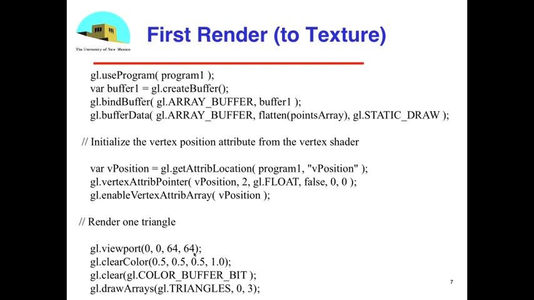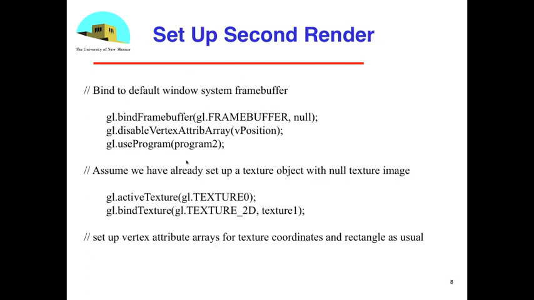Now, what about the second render? Okay, in that case, I'm going to render a rectangle with a texture, with this 64 by 64 texture map. What does that look like? Well, I'm going to set up first what glBindFramebuffer does with null. It returns you to the default frame buffer, the one that you see on the display. I'm going to disable this vertex attribute. So I want to render with the normal frame buffer. The first rendering I'm not going to see. This one I'm going to see.